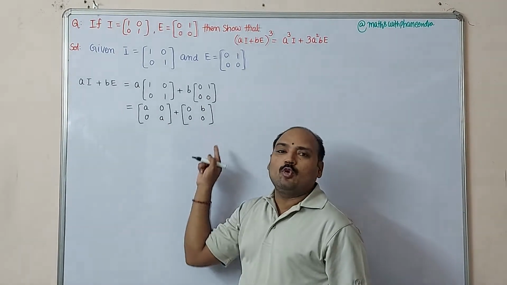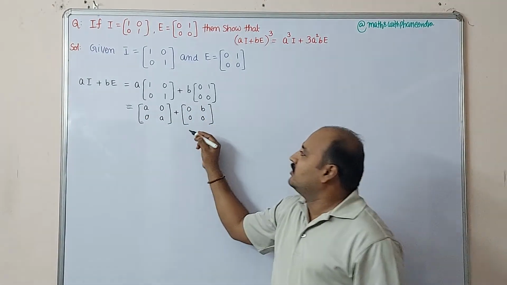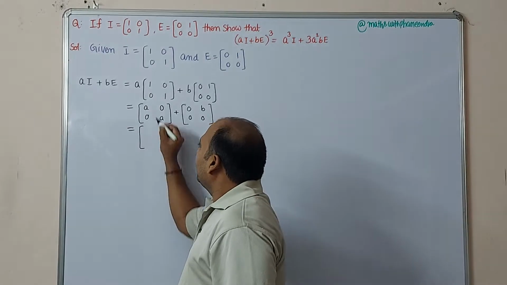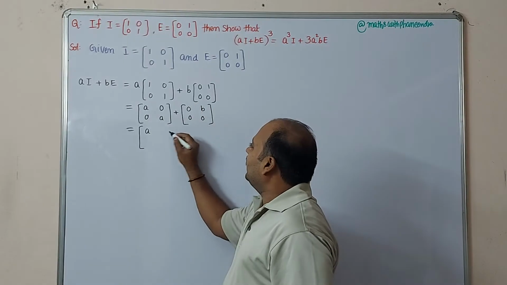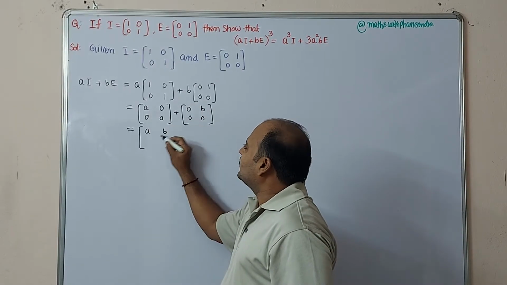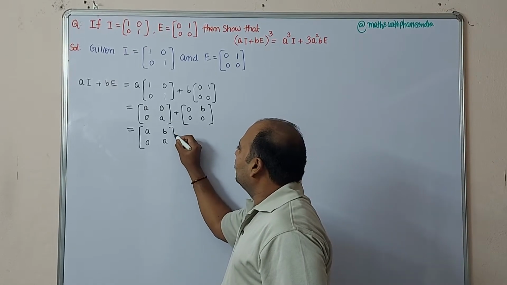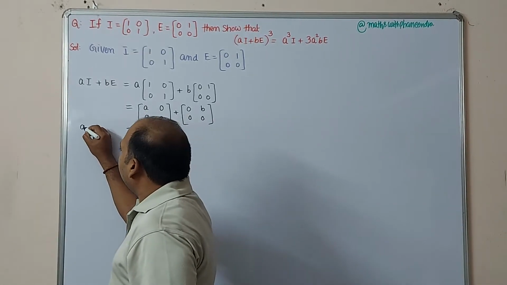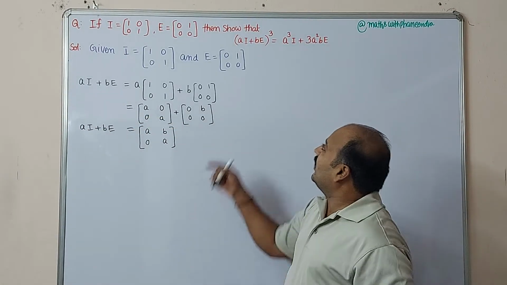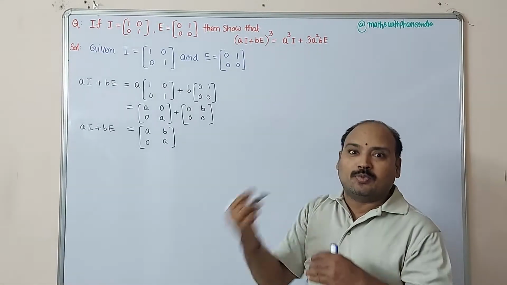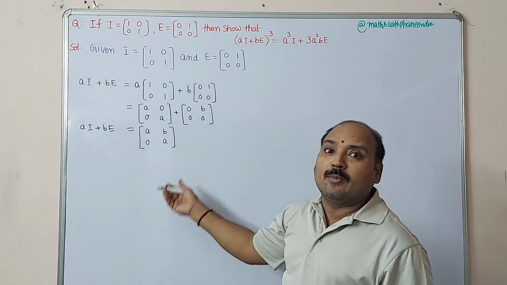Later, the sum of two matrices. The corresponding elements we can add. So a plus 0 is a, 0 plus b is b, 0 plus 0 is 0, a plus 0 is a. This is the value of aI plus bE. But we require (aI + bE) whole cube, so that means thrice we have to do it. That means 3 times you have to multiply.